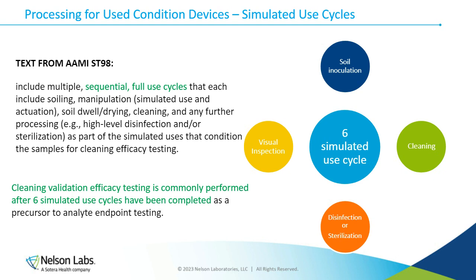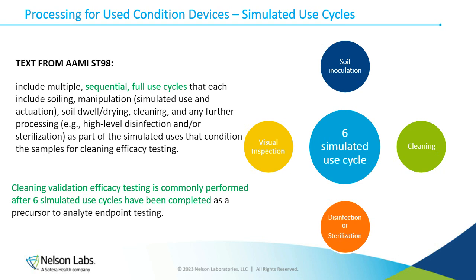Now you might ask, where does the 6 come from? That has changed over time. When we first started in 2015, we only had to do 3 simulated use cycles per regulatory recommendation. Then it went to 10, and now it's 6. So it may change in the future, but for now, they recommend performing at least 6 simulated use cycles. They don't specify you have to do 6. They say we recommend you do 6.